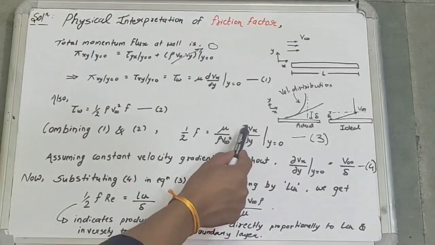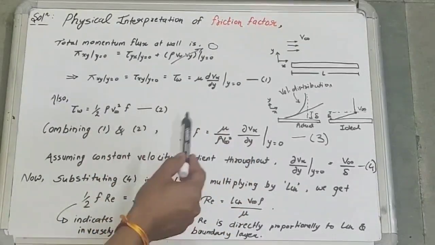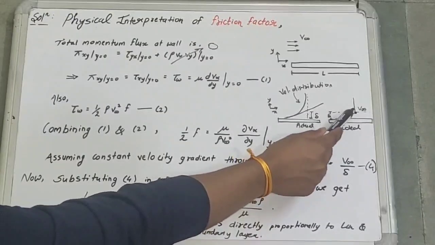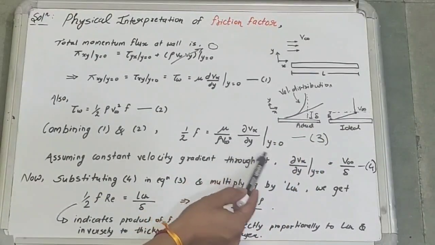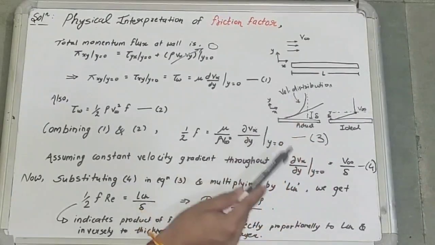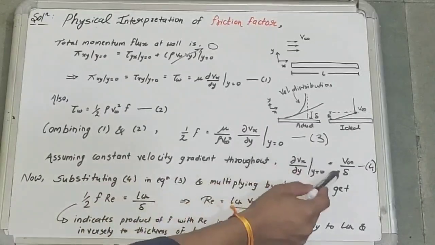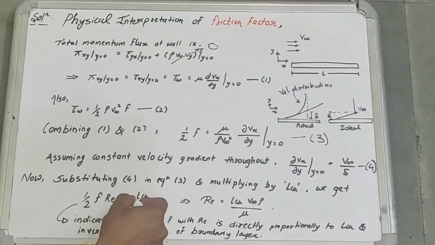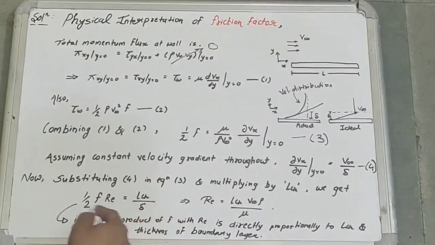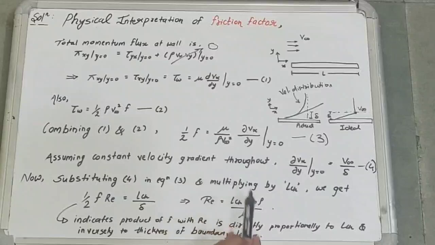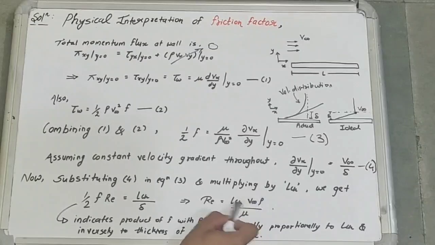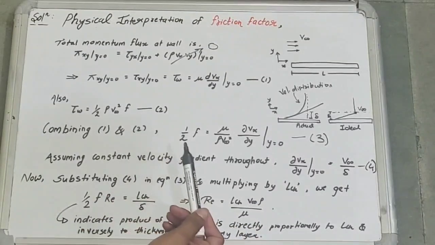Now, in order to calculate dou Vx upon dou y, we are assuming a constant velocity gradient throughout. So this is the actual velocity distribution and we are assuming it is ideal, that is v infinity divided by delta. So dou Vx upon dou y at y is equal to 0 becomes v infinity by delta. This is our equation 4. Now substituting equation 4 in equation 3 and multiplying by the characteristic length, we get half f into Re is equal to L characteristic by delta. This indicates the product of f, the friction factor, with the Reynolds number is directly proportional to the characteristic length and inversely proportional to the thickness of the boundary layer. This also gives the Reynolds number, which is equal to L characteristic v infinity rho by mu, which is viscosity. This is nothing but the physical interpretation of the friction factor.